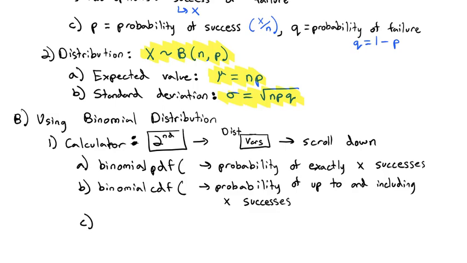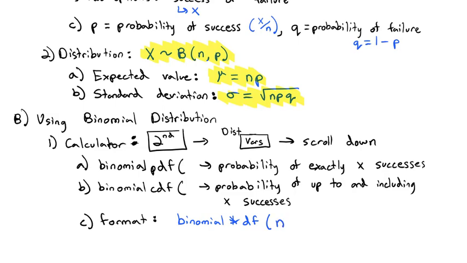Now, after the parentheses, we do have to enter in the key information. Some calculators have some software that will prompt you for the information. But if it doesn't prompt you, you just need to know that the format for both of these is exactly the same. We will use the binomial, and I'm going to do a star because it could be the PDF or the CDF. Both of them are the same.